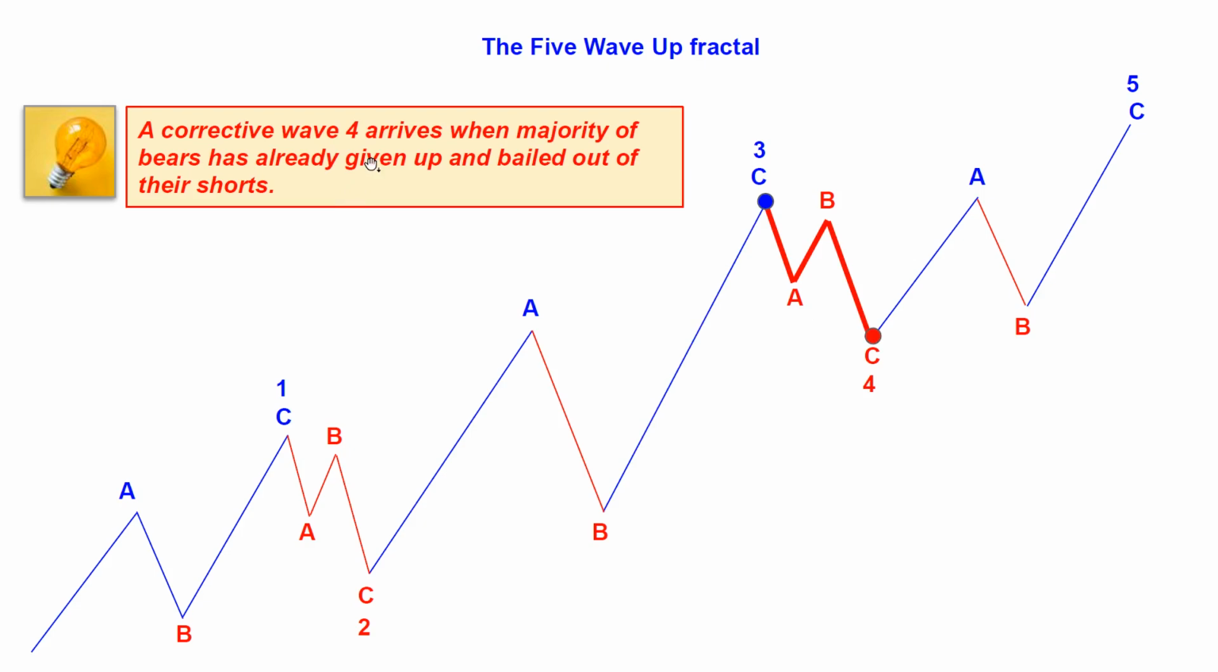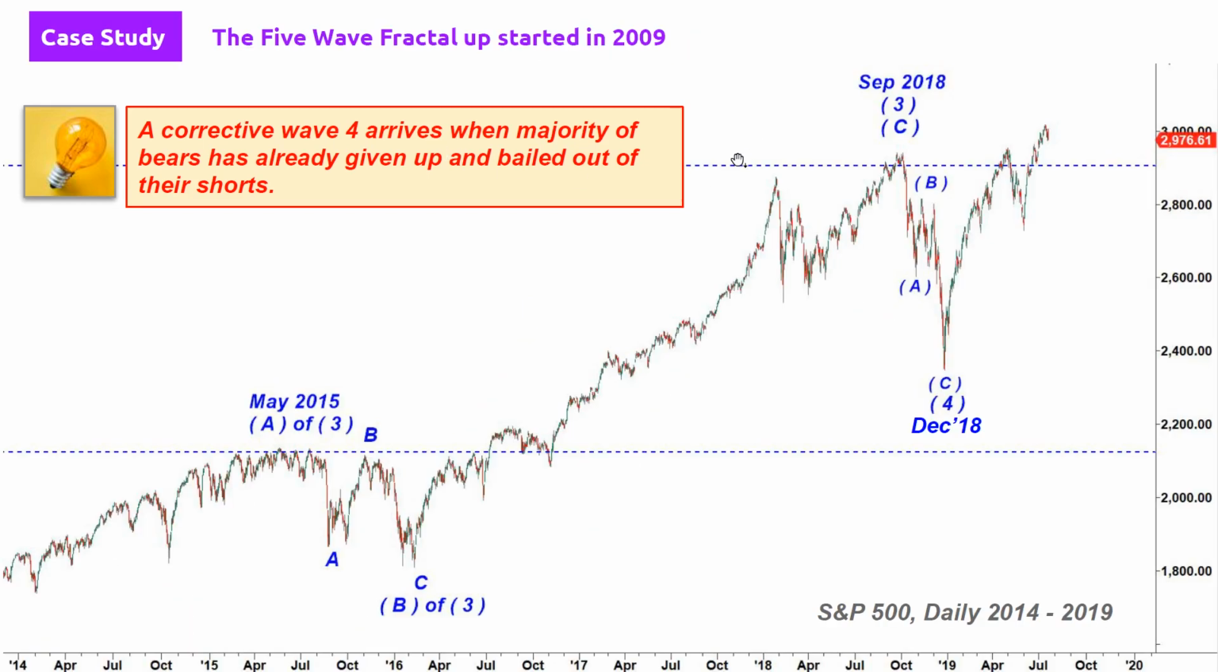And a corrective wave 4 arrives when the majority of bears has already given up and bailed out of the shorts. I can remind you, last summer, June, July, everybody expected a drop. It did not come, and only at the beginning of September the correction started, when almost everybody lost hope. This is how wave (4) down arrived.